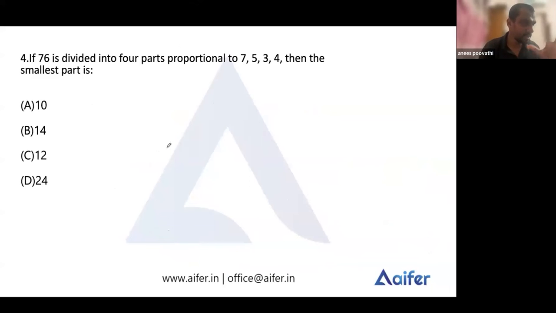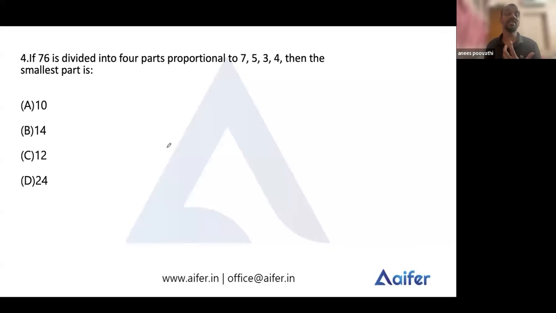So we have three types of questions which are usually asked from ratio and proportion. This is the second type. If 76 is divided into 4 parts proportional to 7, 5, 3, and 4, then the smallest part is? That's the question. So this is another type of question. So how will we do it?